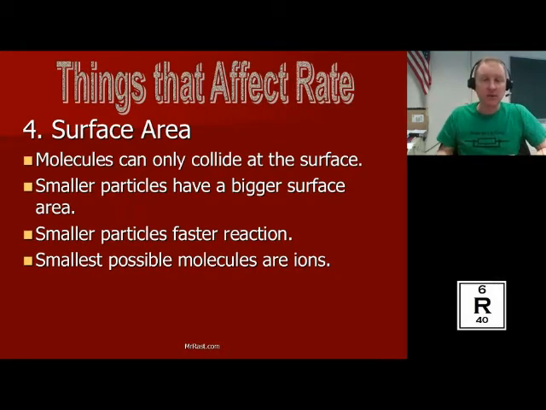So smaller particles have bigger surface area by proportion, is what I mean there. Smaller particles have faster reactions, and the smallest possible molecules or atoms are ions. These are the smallest ones. So the smaller, the faster you go. But even if you're not talking about just the particle size itself, the orientation is important.